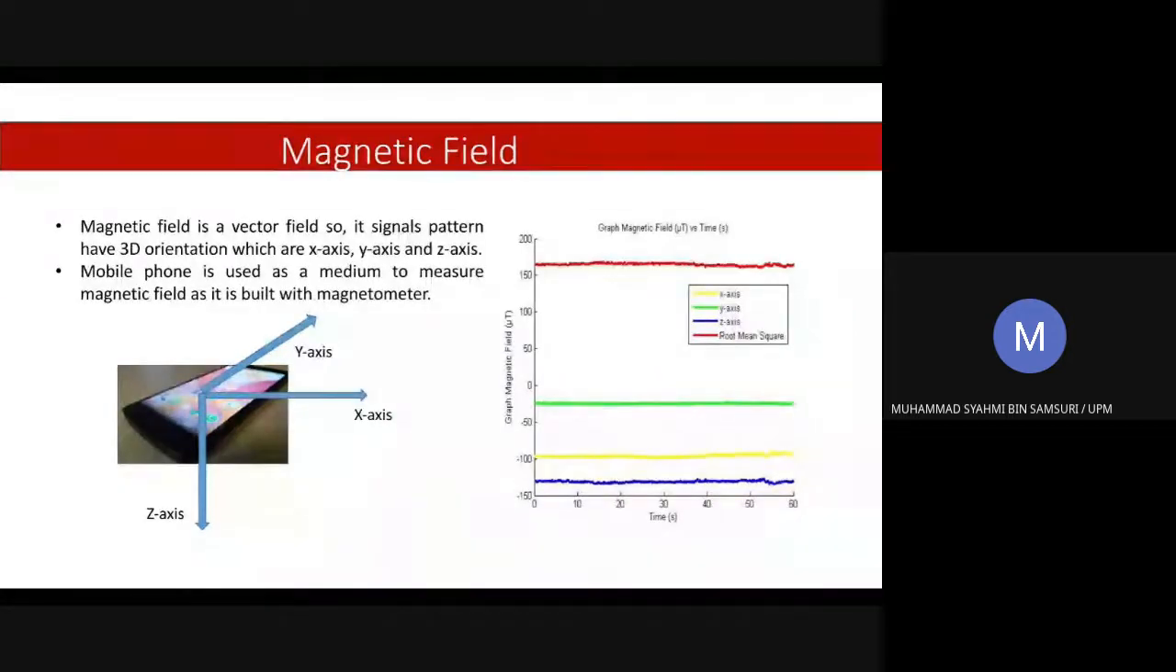Next, I'm using a geomagnetic field, or Earth magnetic field, as a medium for positioning. Magnetic field is a vector field, so its signal pattern has 3D orientation, which comes with x axis, y axis, and also z axis. I'm using a mobile phone as a medium to measure the magnetic field, as nowadays mobile phones come with a magnetometer. The figure shows the measurement of the magnetic field. The yellow one is the x-axis measurement, the blue one is the z-axis measurement, and the green one is the y-axis measurement.